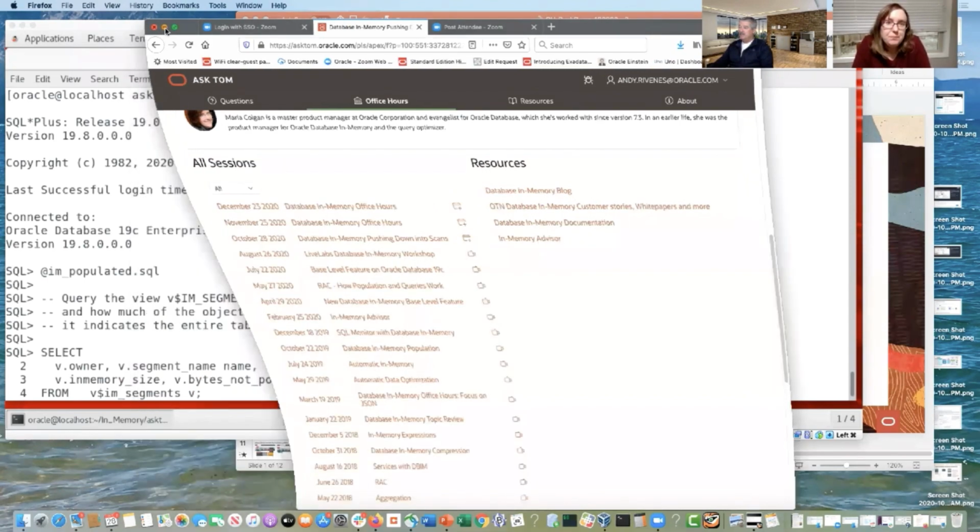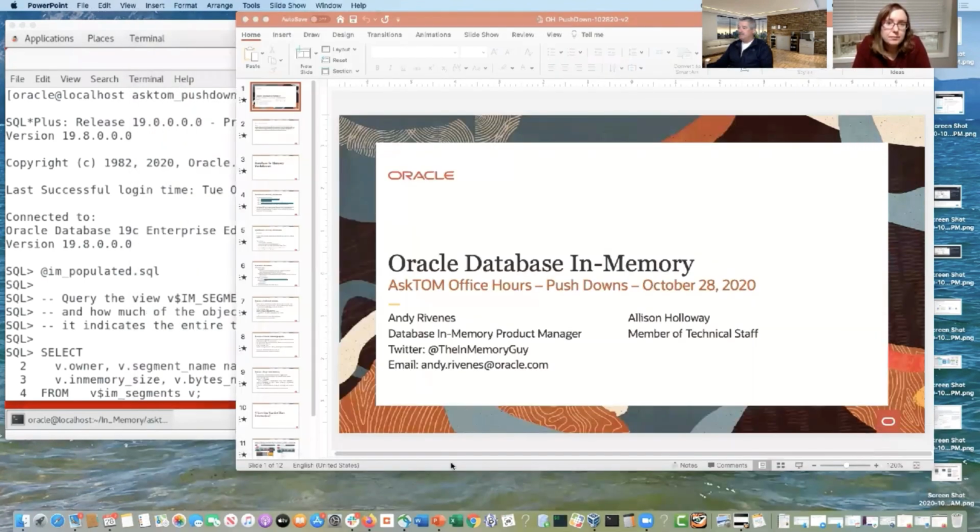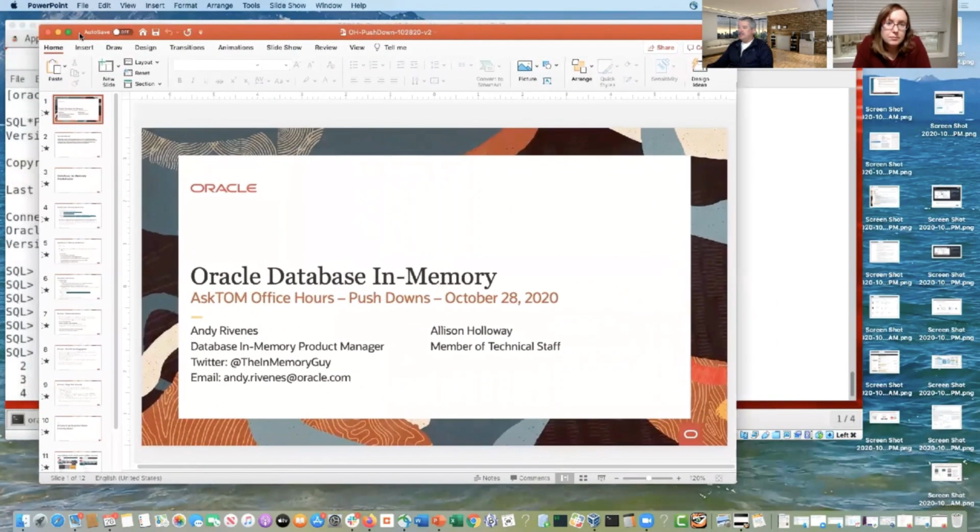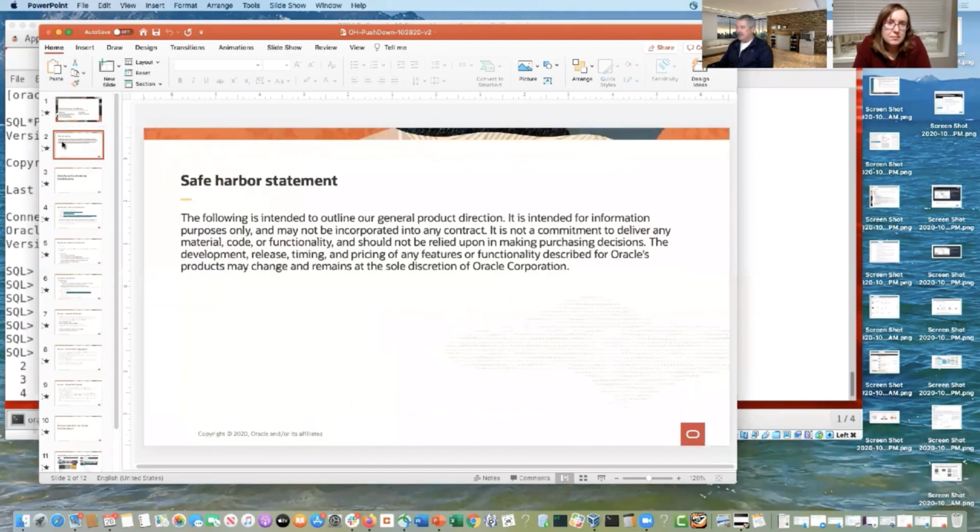So let me get rid of that page for now. I have just a few slides to introduce what we're talking about, and then we're going to jump into some examples. I'm going to be looking away, so I apologize for the camera thing. Again, Allison is part of the Database In-Memory staff. My name is Andy Rivenes, and I'm a product manager for Database In-Memory. With that, we'll go ahead and get started.